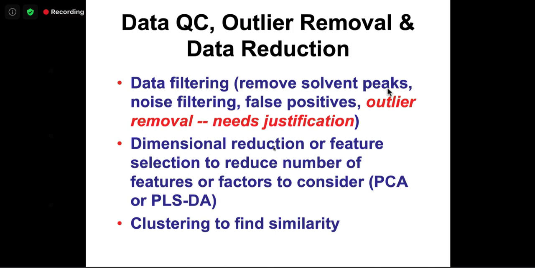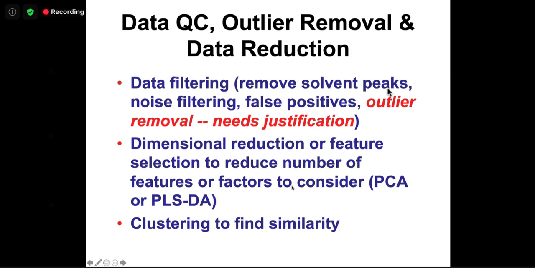Now we're talking about QC, outliers, and data reduction. One thing is that people are always eager to remove things that seem not to follow their expectation. So outlier removal needs justification. First, sample collection and sample measurement take time and cost a lot, so you don't want to remove them easily. And sometimes an outlier actually indicates something very novel. So don't do it too early or too eagerly.